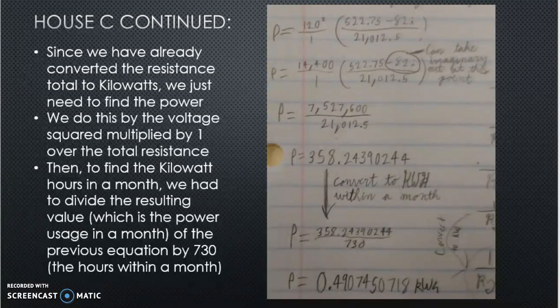It'll go away eventually. So you can just take it out of the power, but we'll still treat it as a complex number, even though it's no longer complex. And once we've multiplied by 14,400, we're going to divide the numerator by the denominator, and we'll get P equals 358 point a very long number. We'll also divide that number by 730, which is the industry standard for the amount of hours within a month. And when you do that, you'll get P equals 0 point a very long number.